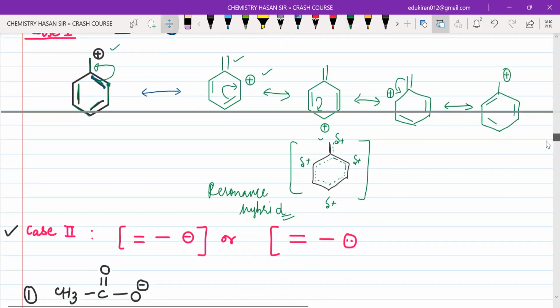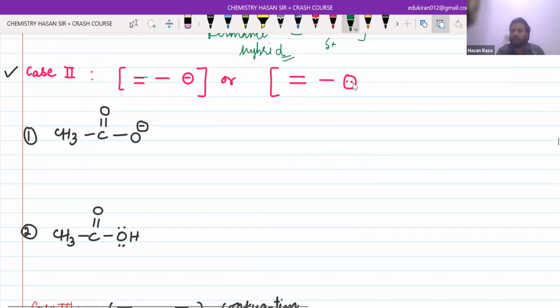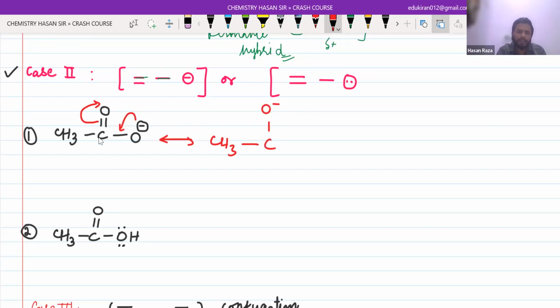Now moving to the next case, that is pi sigma negative or pi sigma lone pair. So how will it take place? It's very easy. You can see it will go like this, and it will move like this. So what will happen here? You can see CH3 will be as it is, and this will be as it is. There will be negative charge. Now, since this carbon donated electron, there will be positive charge.